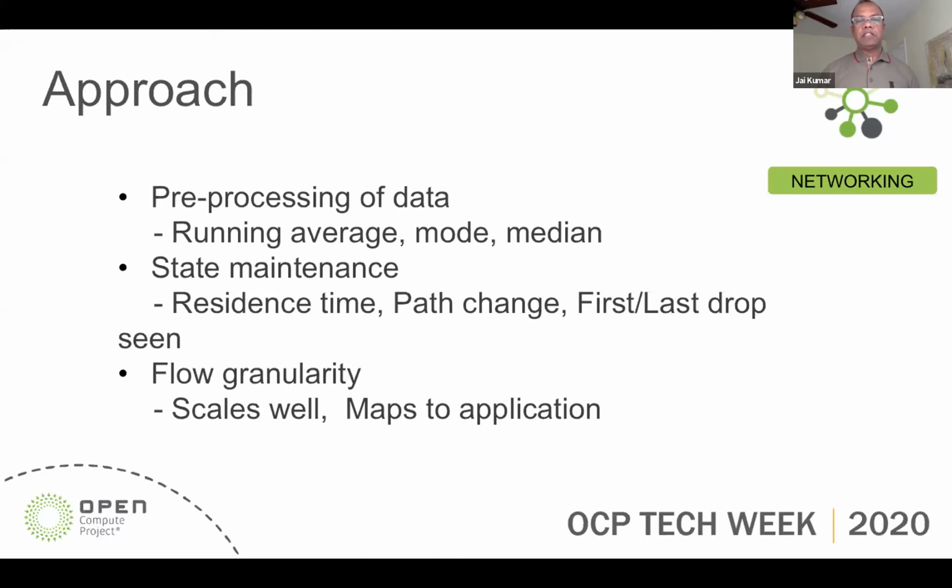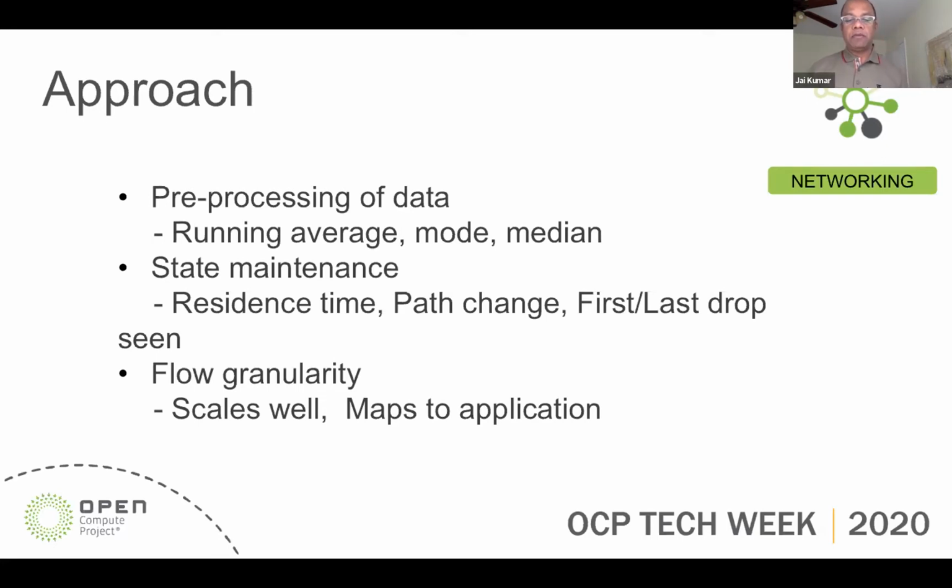Is there a path change for a given flow? Meaning that this flow earlier was experiencing a path from input 1 to output 2, and it has changed from input 1 to output 3, and so on and so forth. If there's a path change, it has to store some previous information, right? And then the same on the drops.